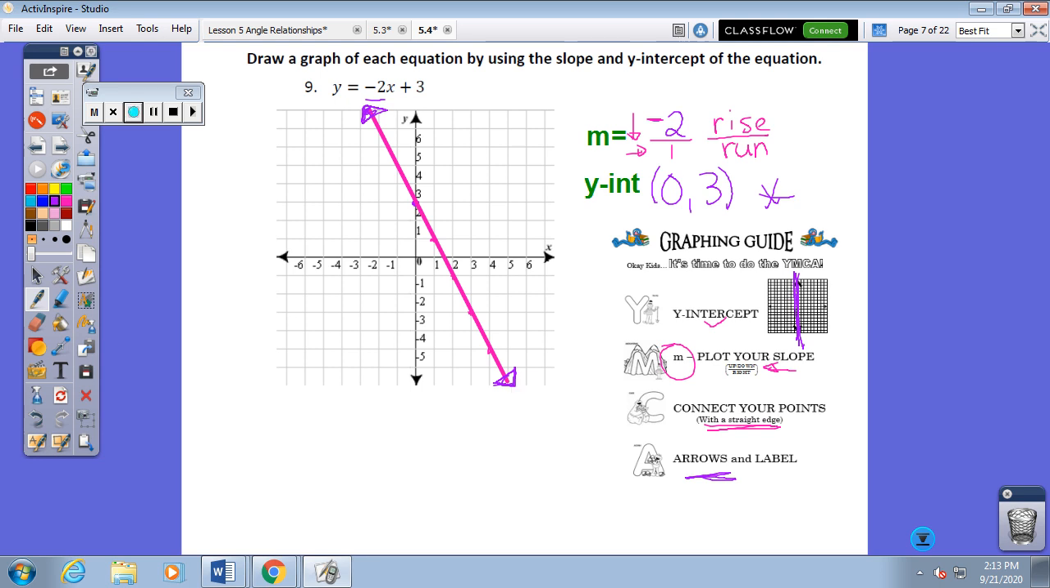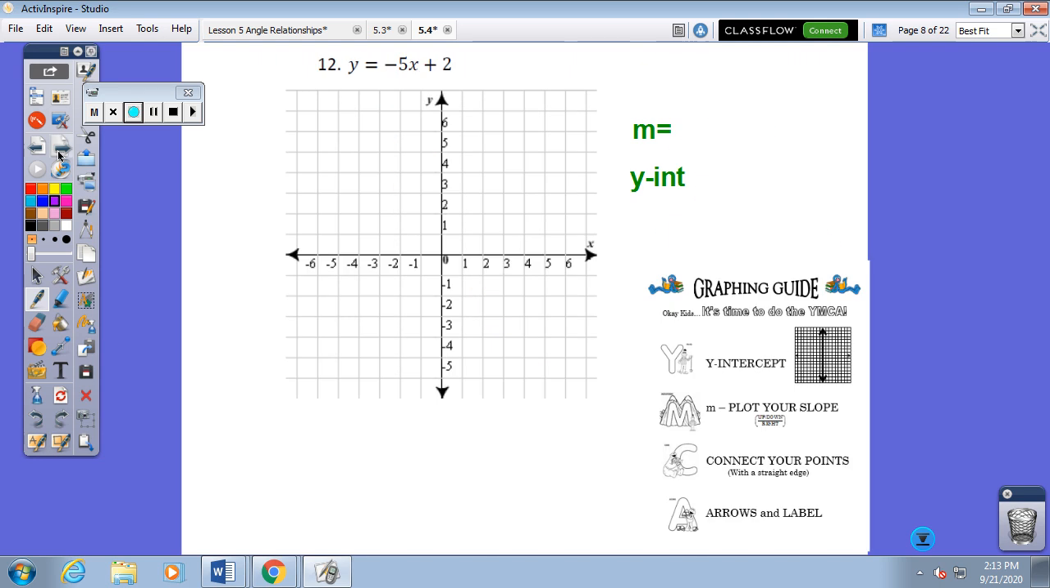Okay, let's try another one. You're welcome to pause and try these yourself anytime that you wish. Let's go ahead. We're using y equals mx plus b, looking for m and b. M is the number in front, so here it's -5. When it's a whole number, we put it over 1. Y-intercept is 0, 2. Okay, start with our y. We're going to start here, graphing 2.